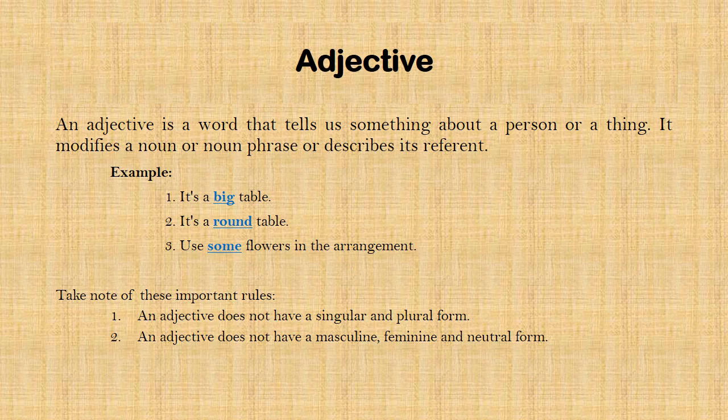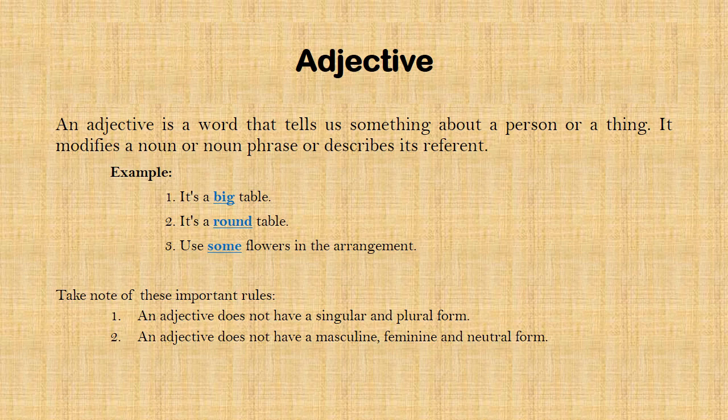What is an adjective? It is very easy for you. We use an adjective to describe nouns. An adjective is a word that tells about a person or a thing. It gives information about nouns or pronouns. It provides information about the size, shape, age, color, or material of an object. It can also describe the quantity of nouns.